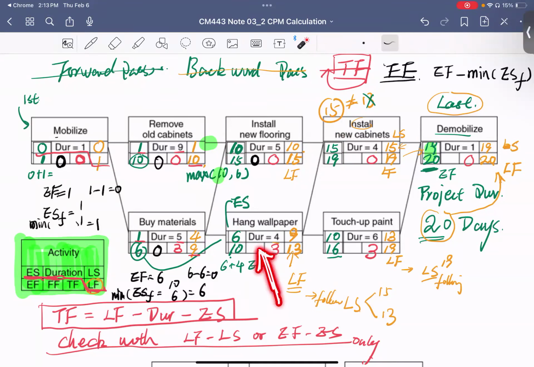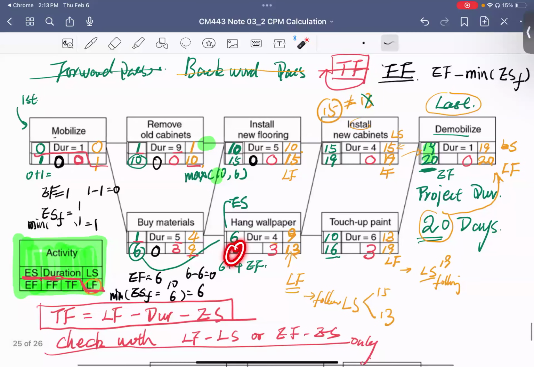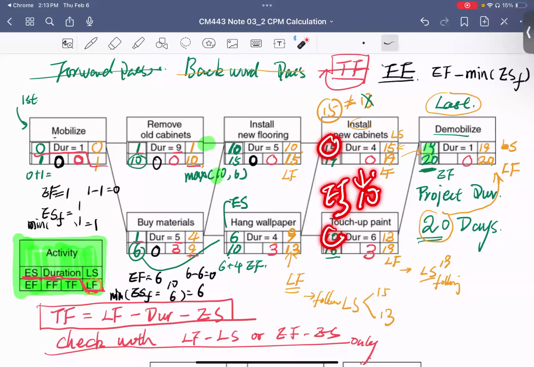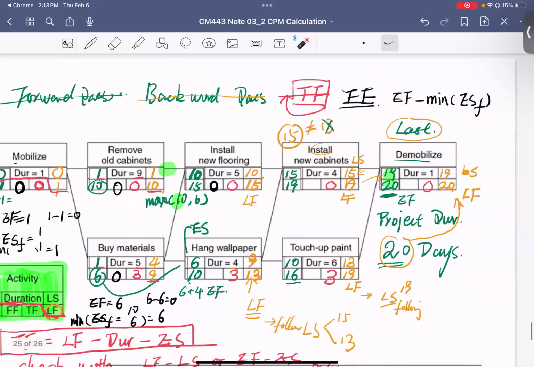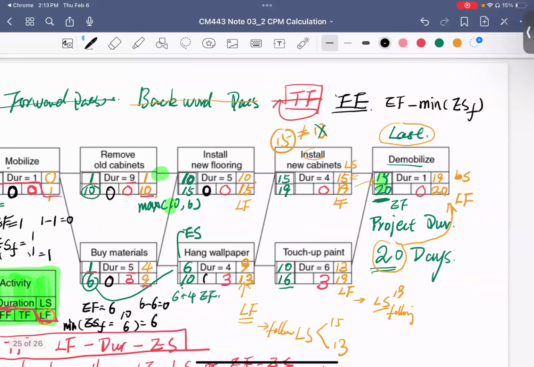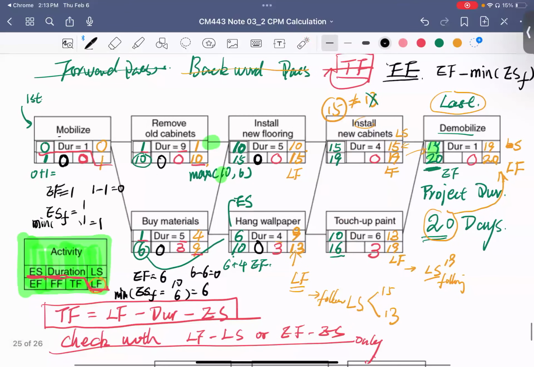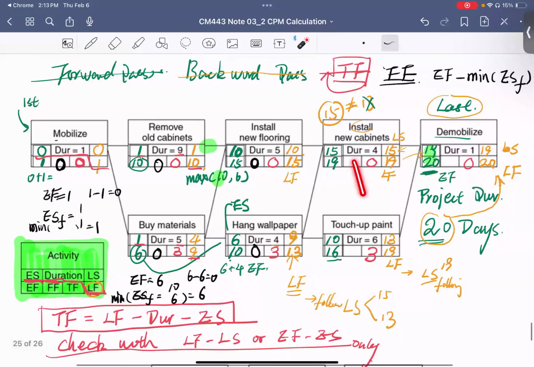Grace, yes, the early start time is 10, and then of the two early finish times, the minimum is 10, so it's going to be 0. So its early finish time is 10. And the early start times of the two are 15 and 10, and the minimum is 10. So you get 10 minus 10, you're getting 0, right? Okay, good. So how about that one?